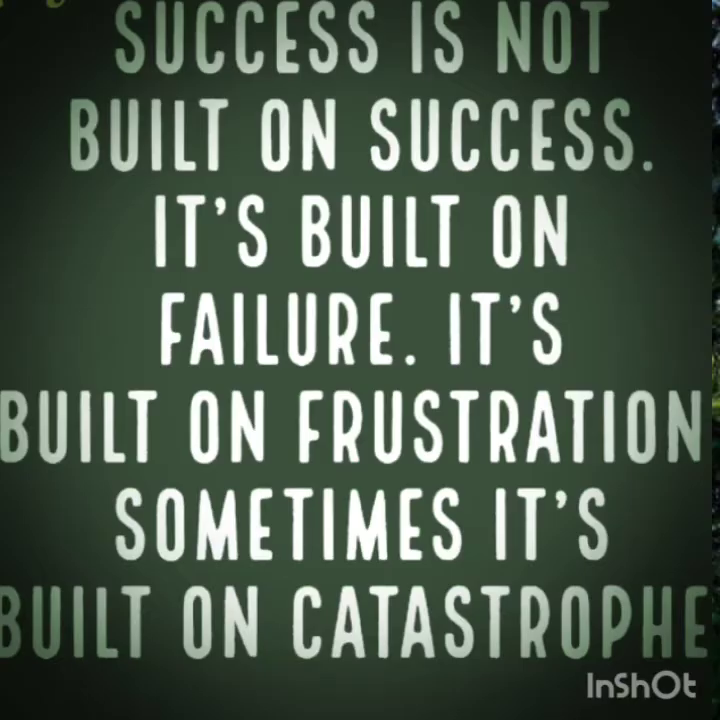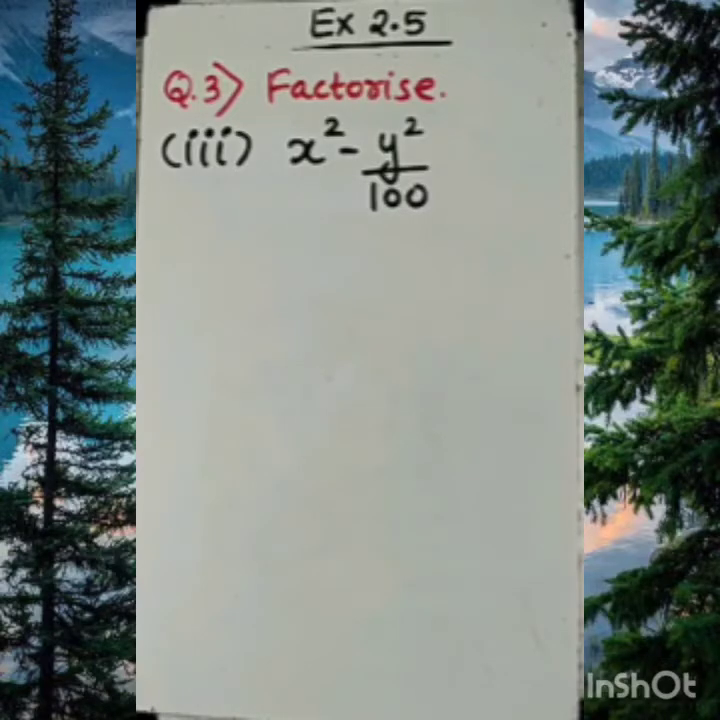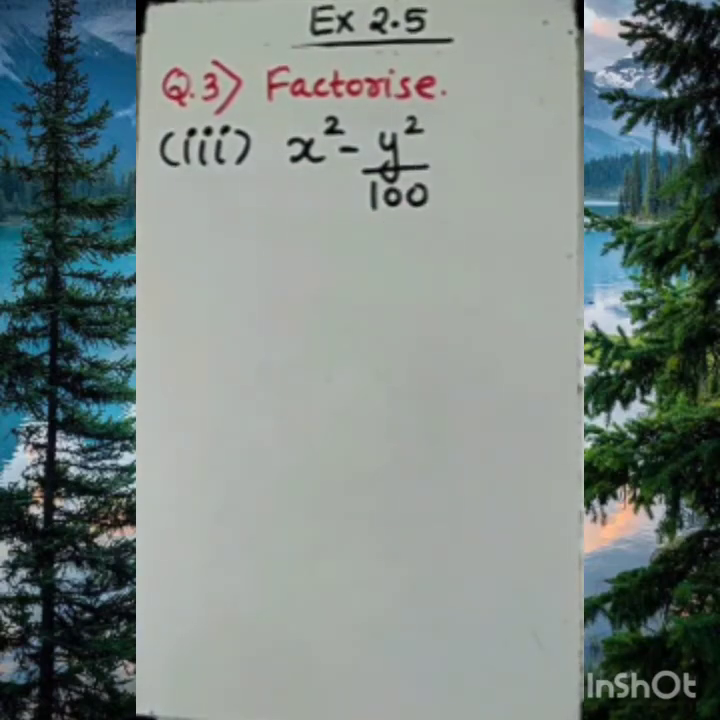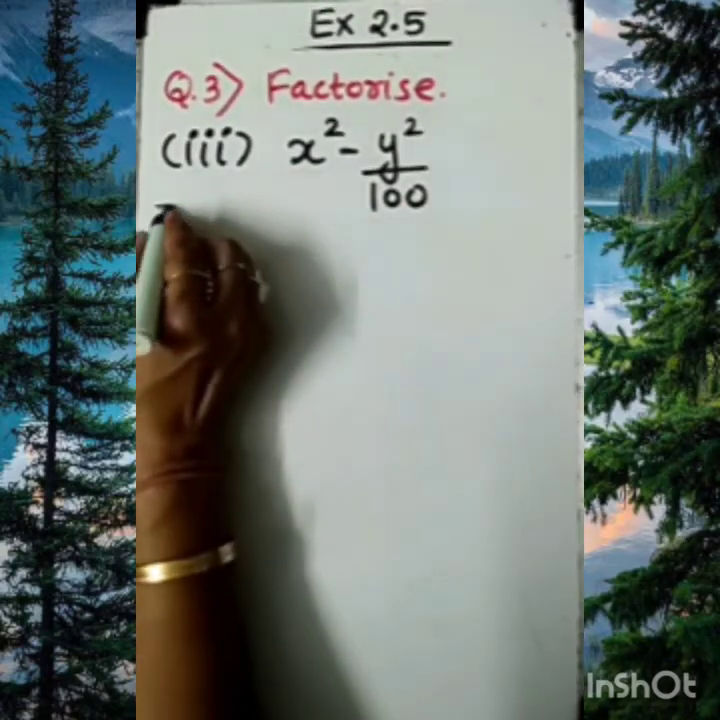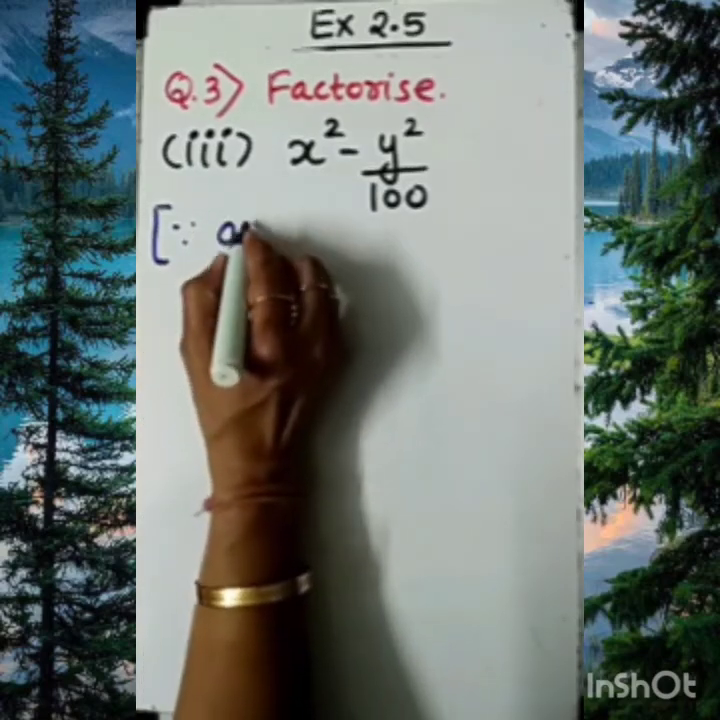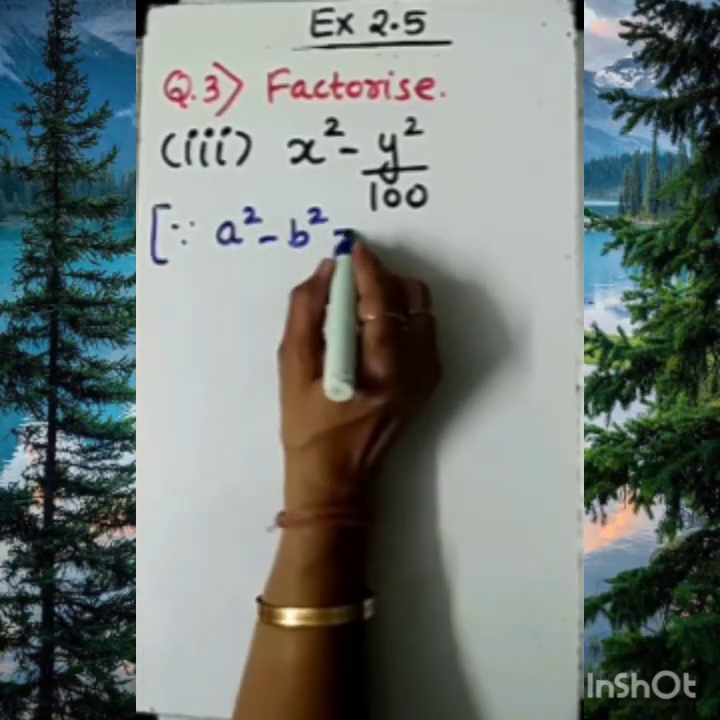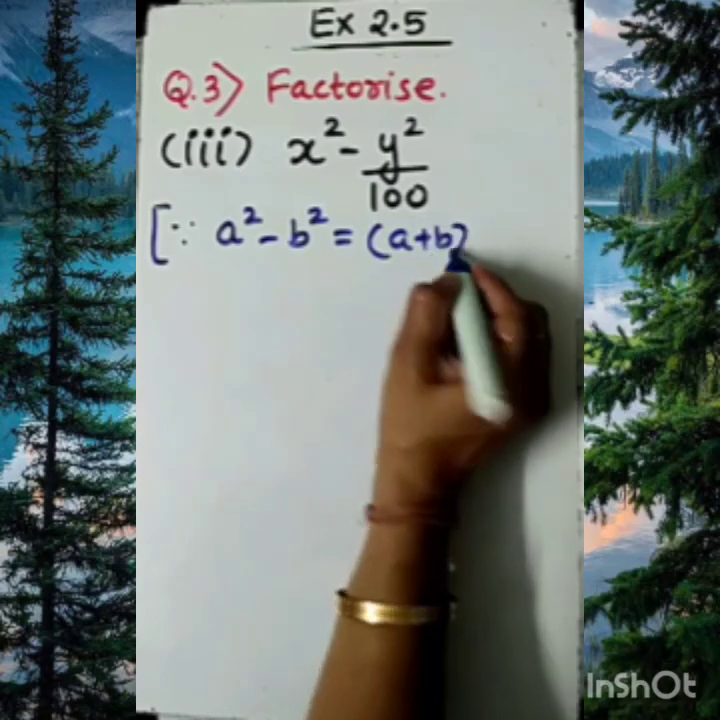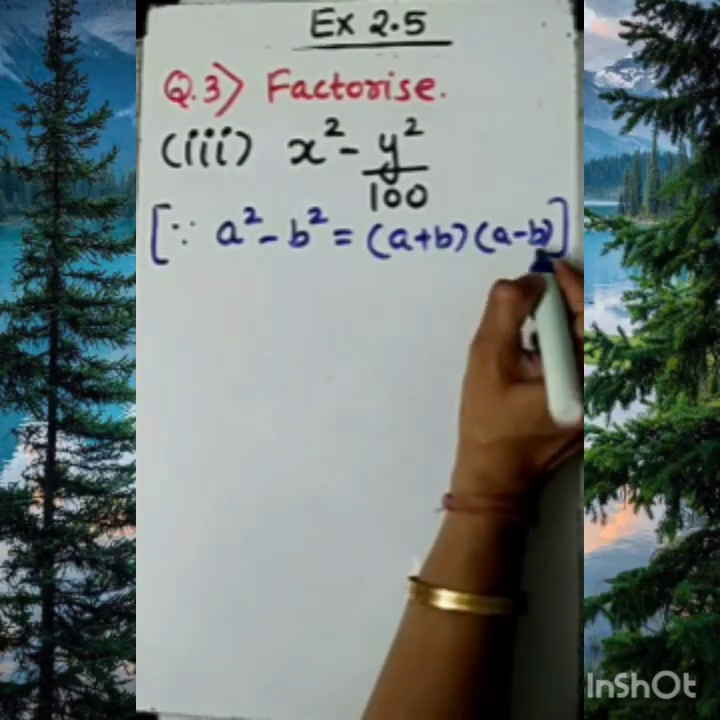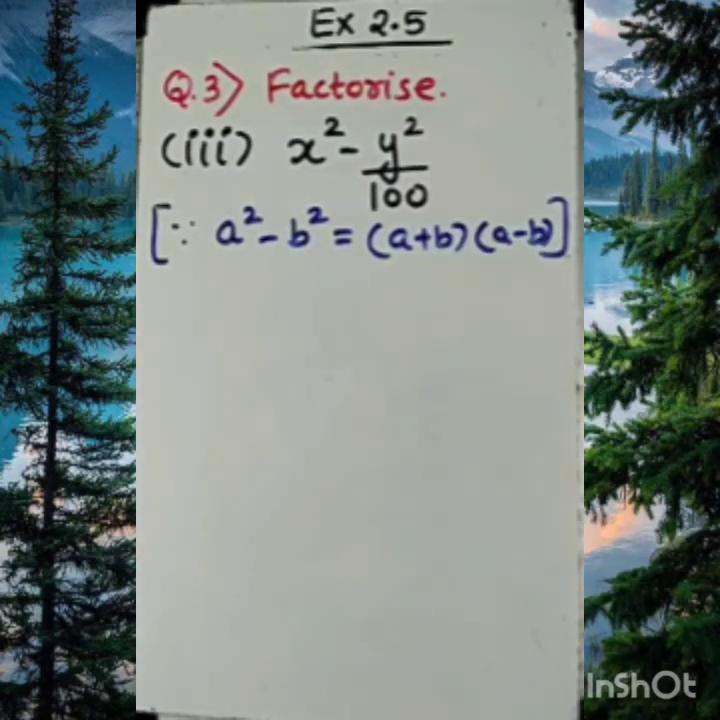So, my dear student, on your screen you can see the third question is x square minus y square upon 100, right? Now, as you know, here only two terms are given, first term and second. Can we compare this with my favorite identity, that is, a square minus b square equal to a plus b and a minus b? Remember, here we are factorizing. Factorization is a reverse process of expansion.